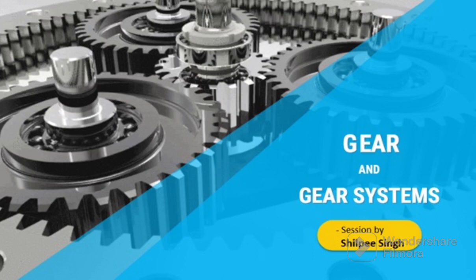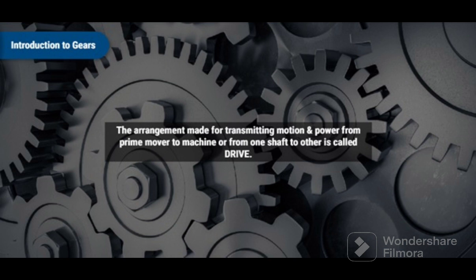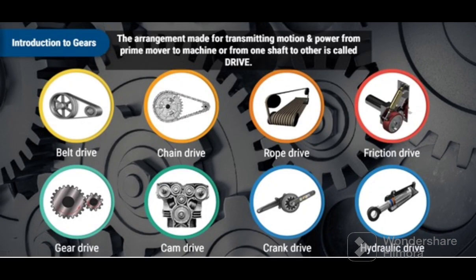Today's topic is all about basics of gear and gear systems. Let's start with understanding the concept of drive. The arrangement made for transmitting motion and power from prime mover to machine or from one shaft to other is called drive. The various types of drives are belt drive, chain drive, rope drive, friction drive, gear drive, cam drive, crank drive, hydraulic drive, etc.